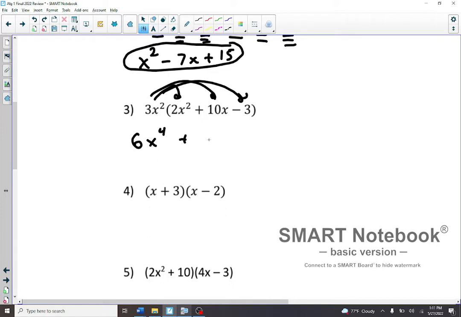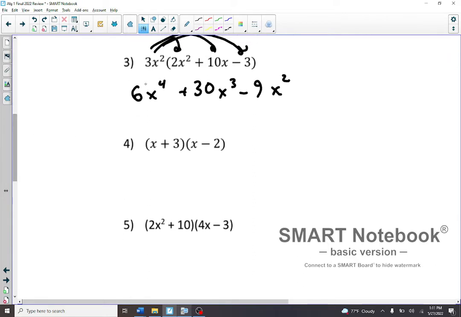Plus 3 times 10 is 30. x squared times x is x to the 3rd. And 3x squared times negative 3: 3 times negative 3 is negative 9. x squared times nothing is just x squared. And that's my answer.